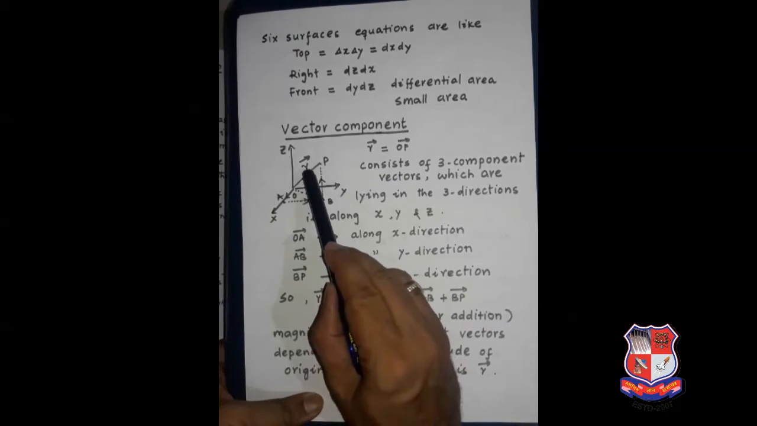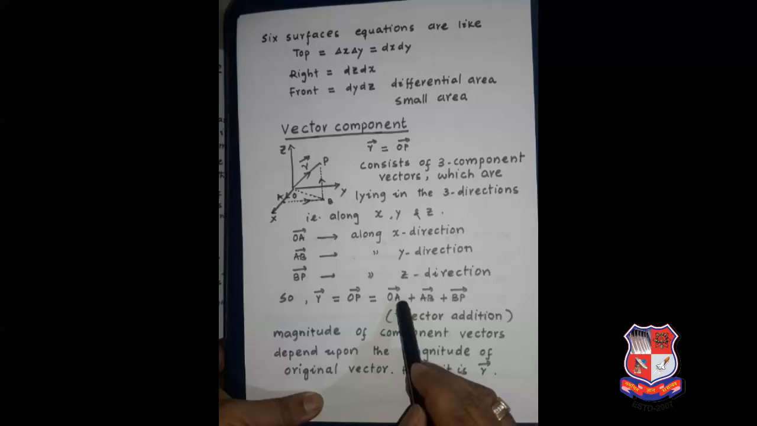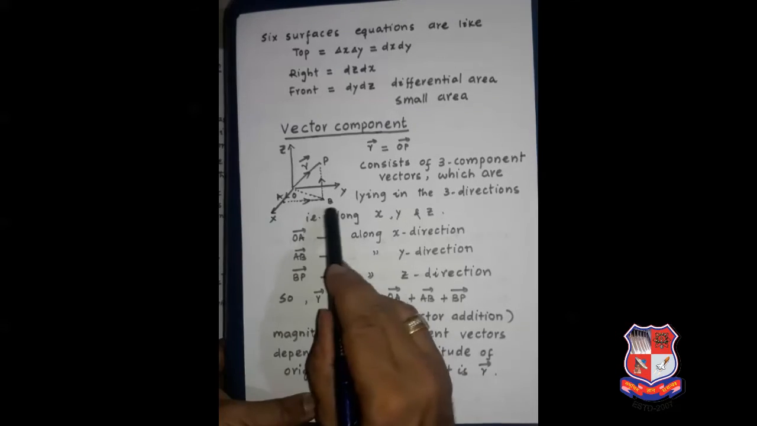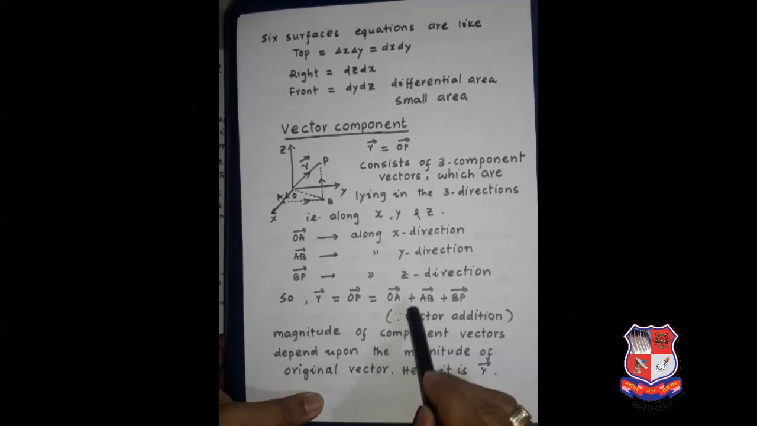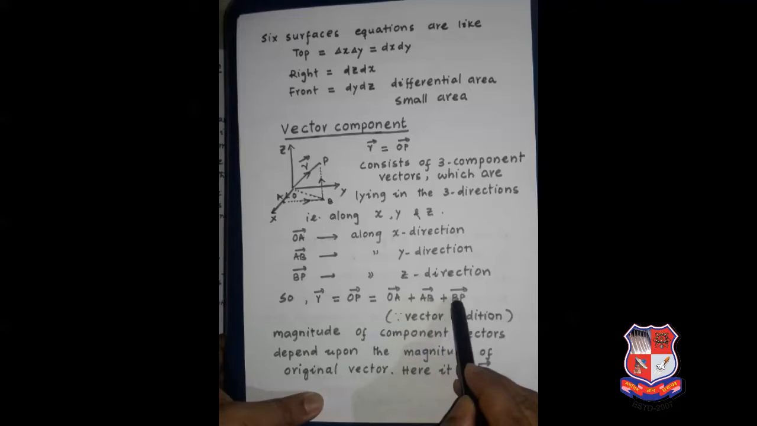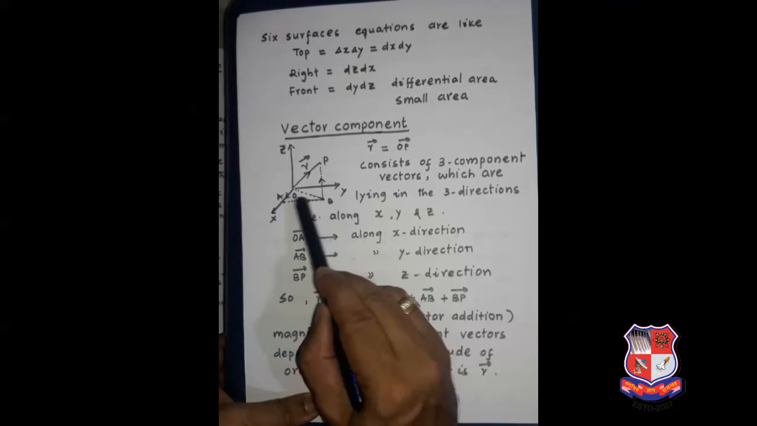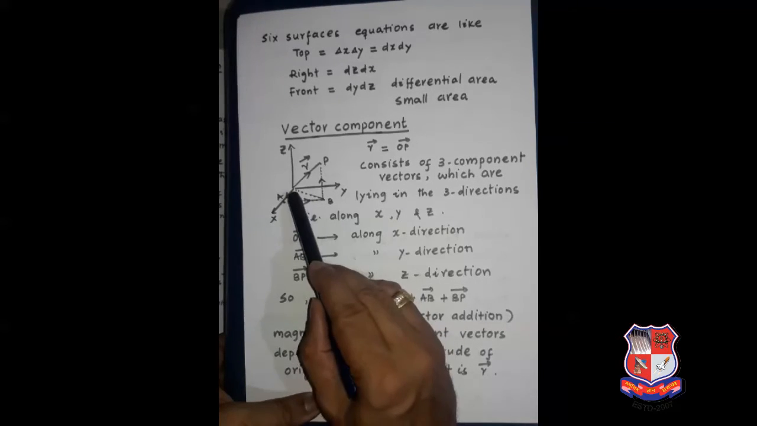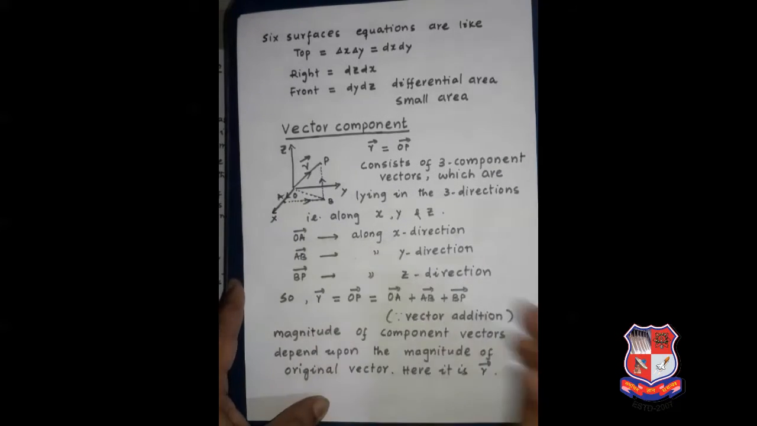So as I said, the vector R can be represented as OA vector plus AB vector plus BP vector. Though here we have used the symbol addition, they are not simply algebraic addition, they are vectorial addition. Now the magnitude of all these components along the 3 directions depends upon the magnitude of the original vector, that is the vector R.